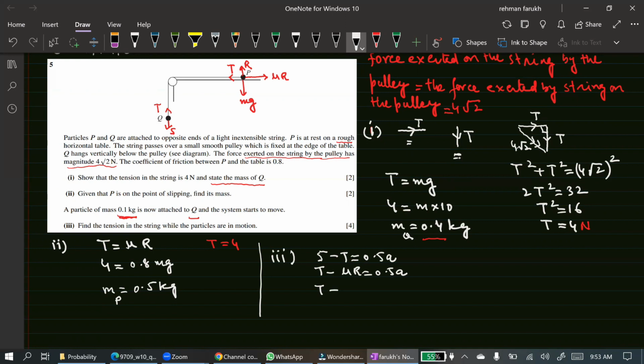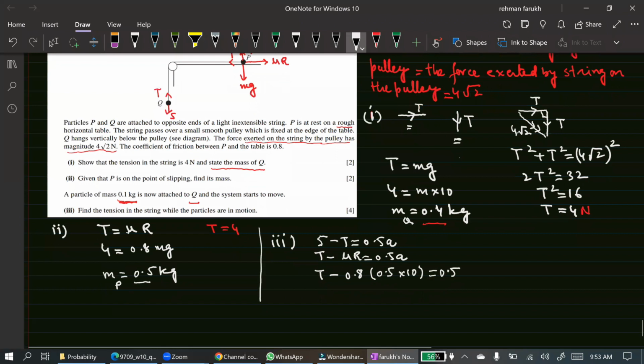T minus mu R is 0.8 and R is mg. Mf, the mass of the particle P, is 0.5 mg, which is the normal reaction, is equal to 0.5 A.